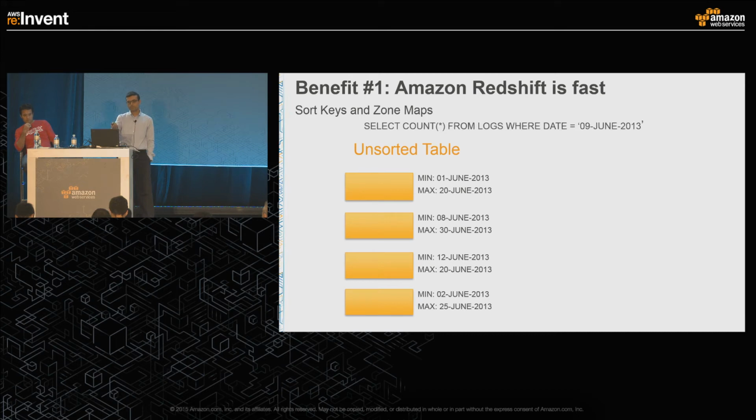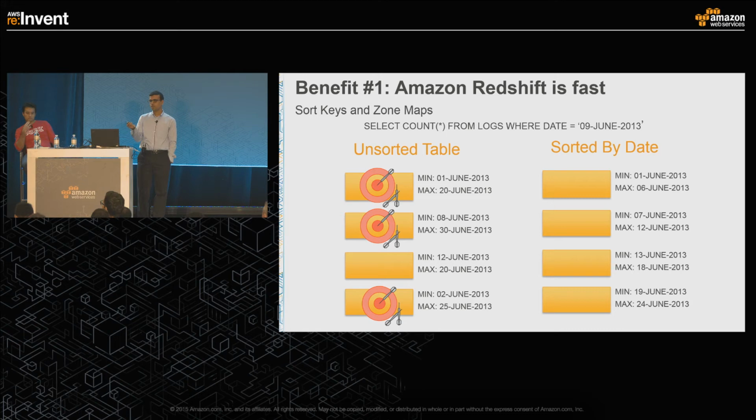If you perform a query where you're selecting count star from this table for a specific date, this sort of query will hit 3 of the 4 blocks. We have to read 3 of the 4 blocks to process this query, because 9th June falls in the first block, second block, as well as the fourth block. If you have a sorted data set, where there's no overlap between the ranges in any of these blocks, it'll be just one block.